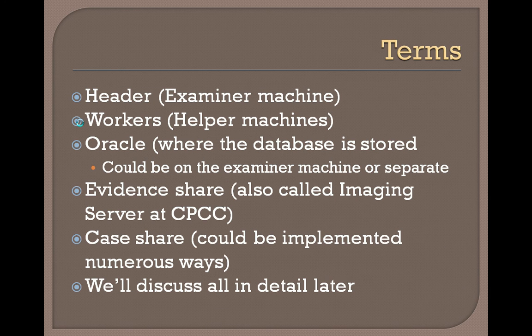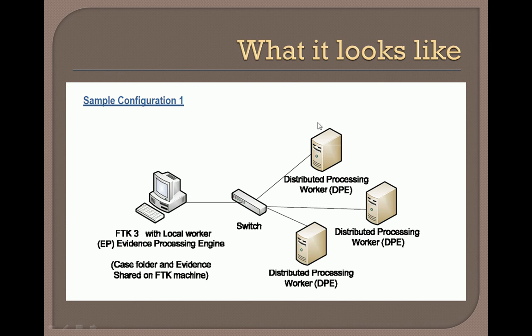We're also going to need some workers. We also called helper machines, but we'll call them workers. The workers, looking in the diagram here, are the 3 machines called distributed processing workers. And these are just 3 separate machines. And notice they're all connected through a switch, through a network switch.